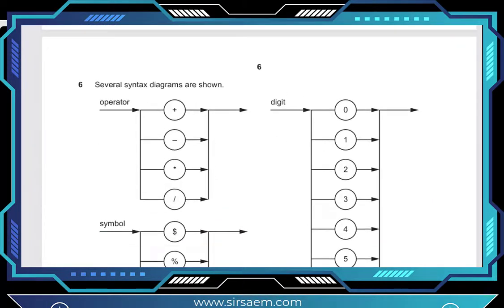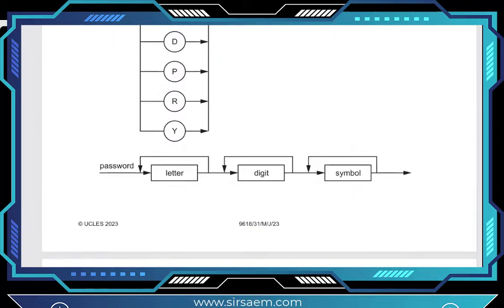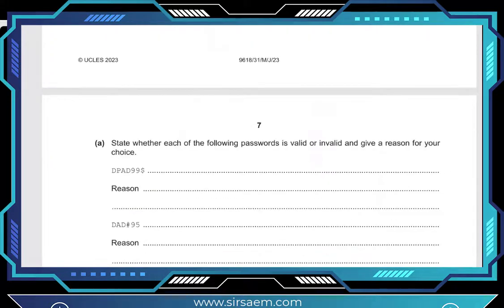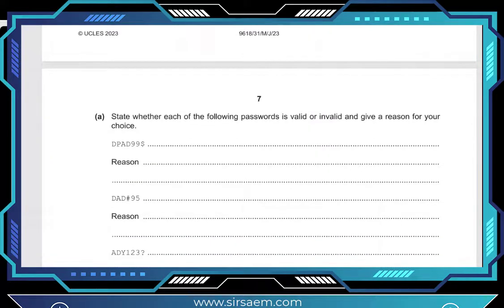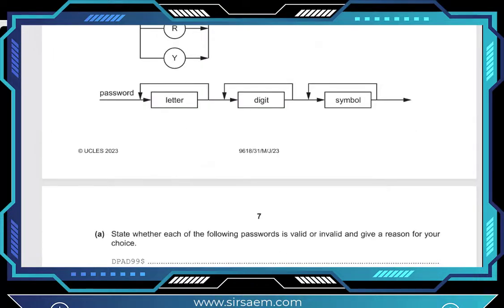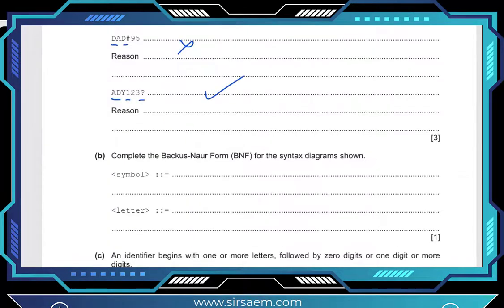Then we have several syntax diagrams: operator, digit, symbol, letter, password. What we have to do is state whether each of the following passwords is valid or invalid. So we have a letter, digit, symbol, that's valid. Letter, no, that's invalid. And letter, digit, that's valid. Complete the following.